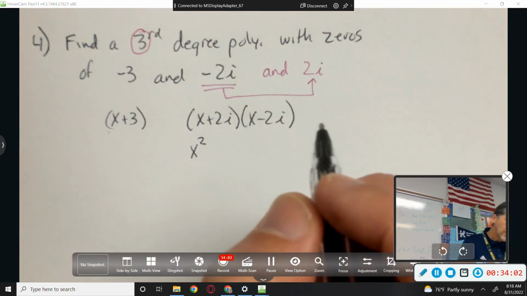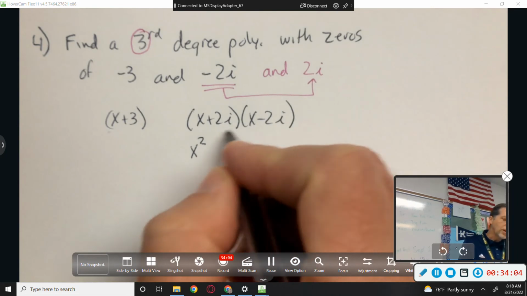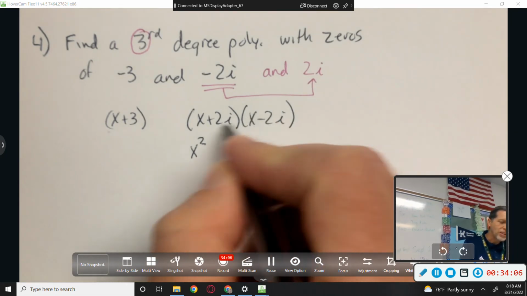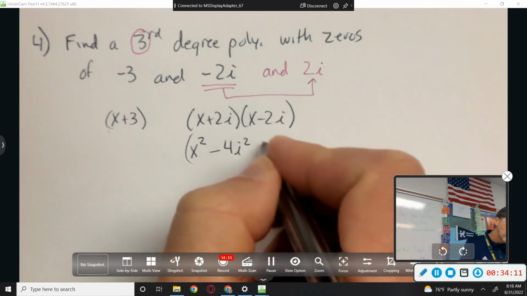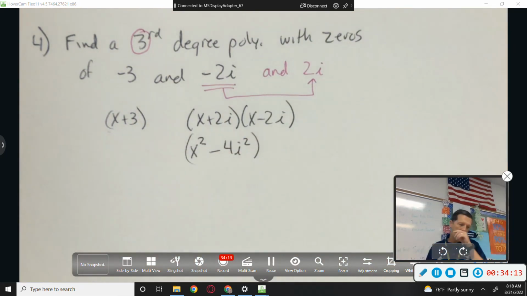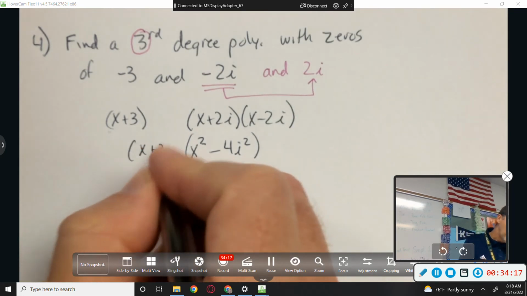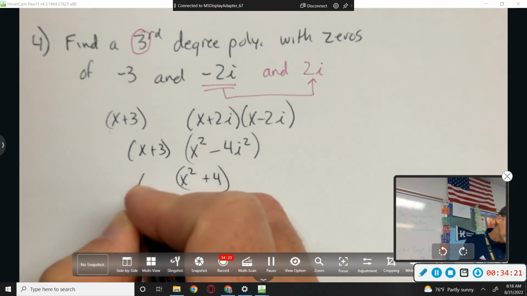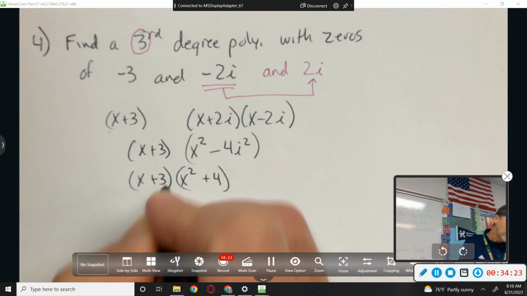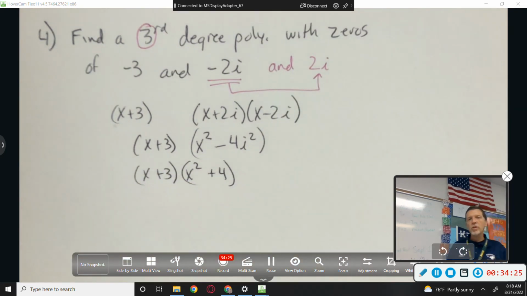It's our second conjugate, so by now I'm alert and paying attention to the O and the I canceling each other out. So x squared minus 4i squared, which would be x squared plus 4, and x plus 3. So now I've got a FOIL problem.